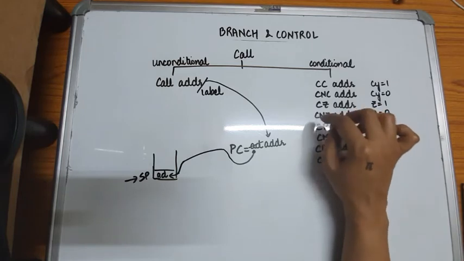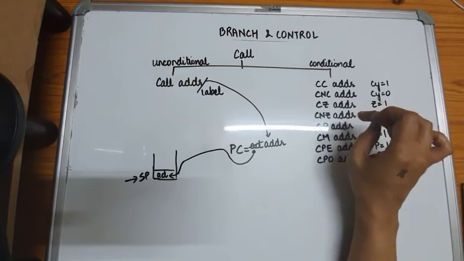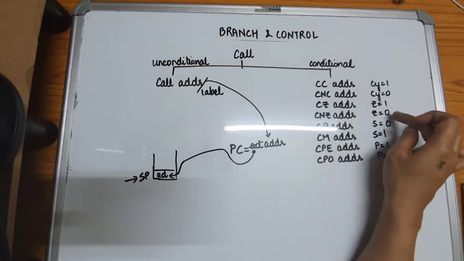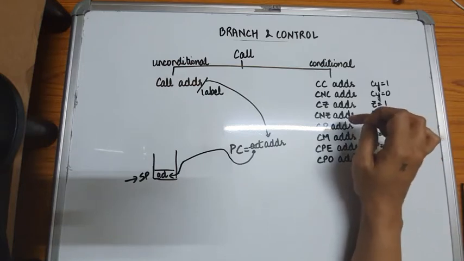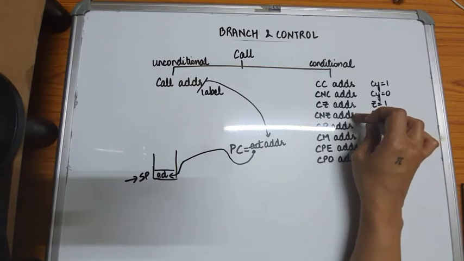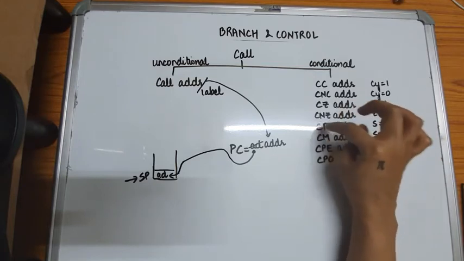Call if no zero address: the value of the zero flag will be checked. If the value of the zero flag is 0, then only the control will be transferred to this address or label.